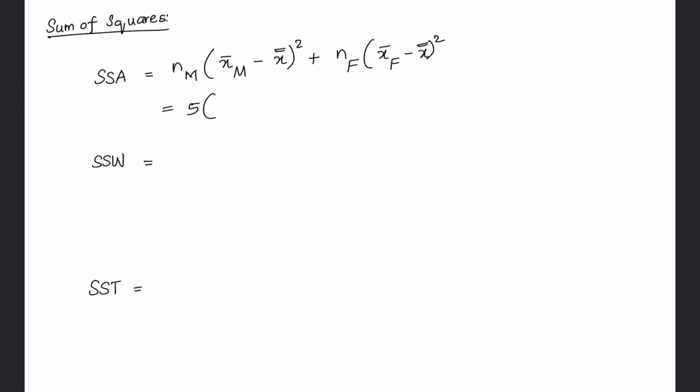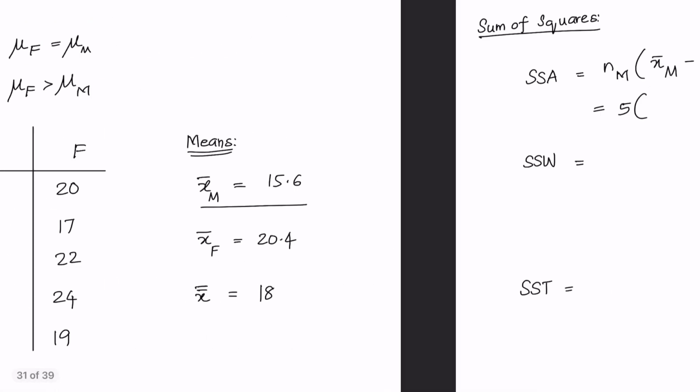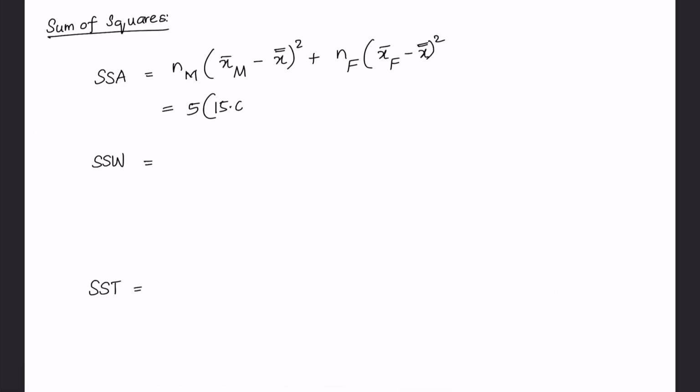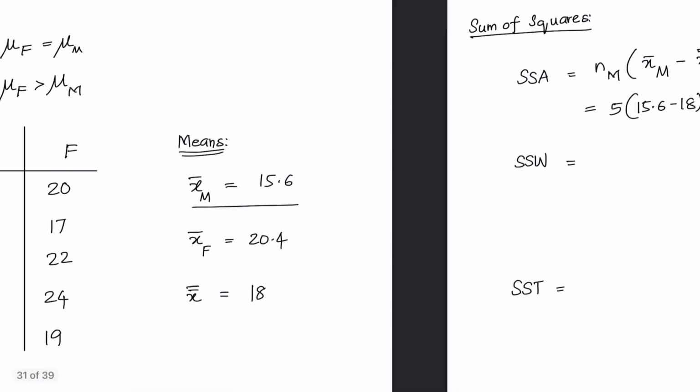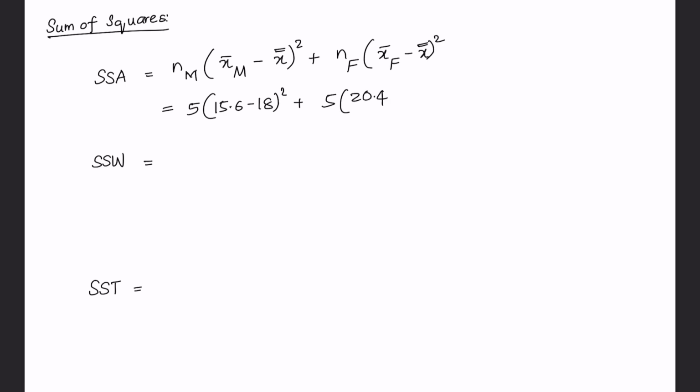All right, let's continue here. So x bar of m here is 15.6 minus 18 squared, plus 5 times 20.4 minus 18 squared. Now, this value when calculated would be 57.6.